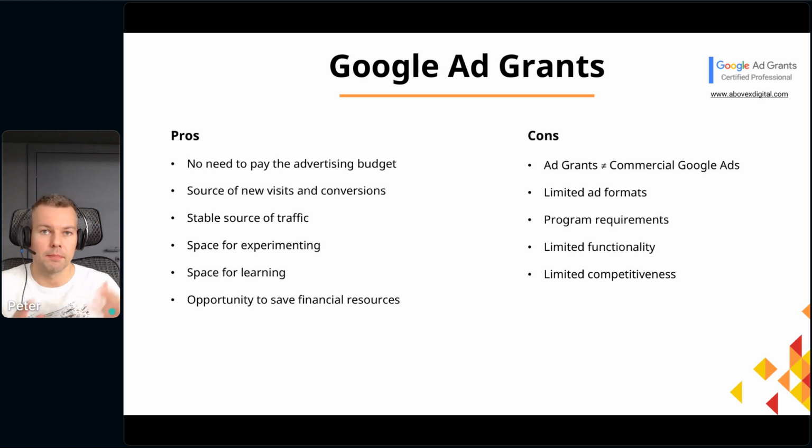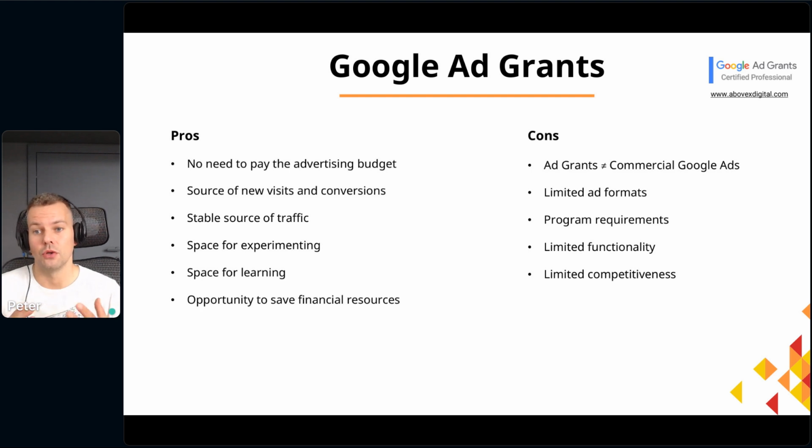Now, what are the pros and cons of Google Ad Grants, right? So when we look at the left-hand column, obviously the biggest advantage of Google Ad Grants is that there's no need for you to pay any advertising budget, right? If you use any other marketing channel, you need to pay to that channel, to that platform for the media space that you use. With Google Ad Grants, you have a budget of $10,000 per month, and it's up to you how much of that you're able to use, right? But it's given to you. You don't have to pay anything to Google. So obviously that's the main advantage.